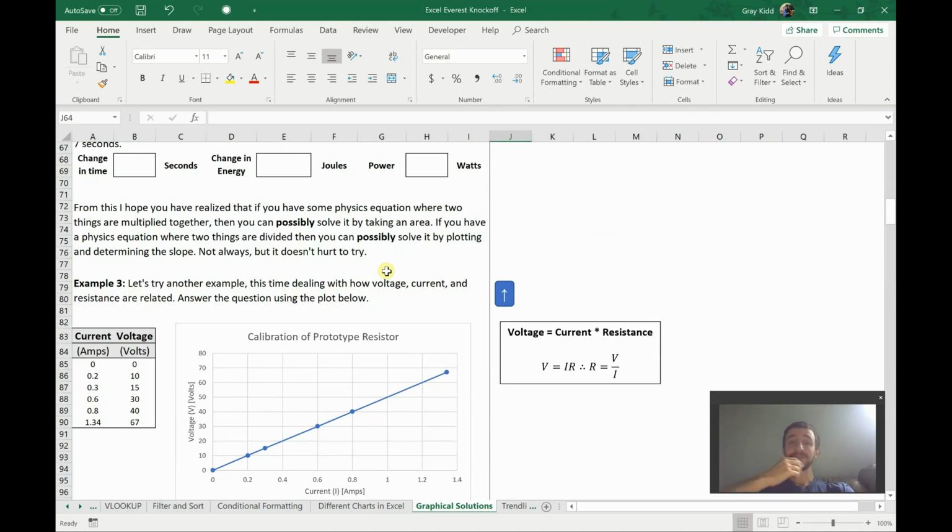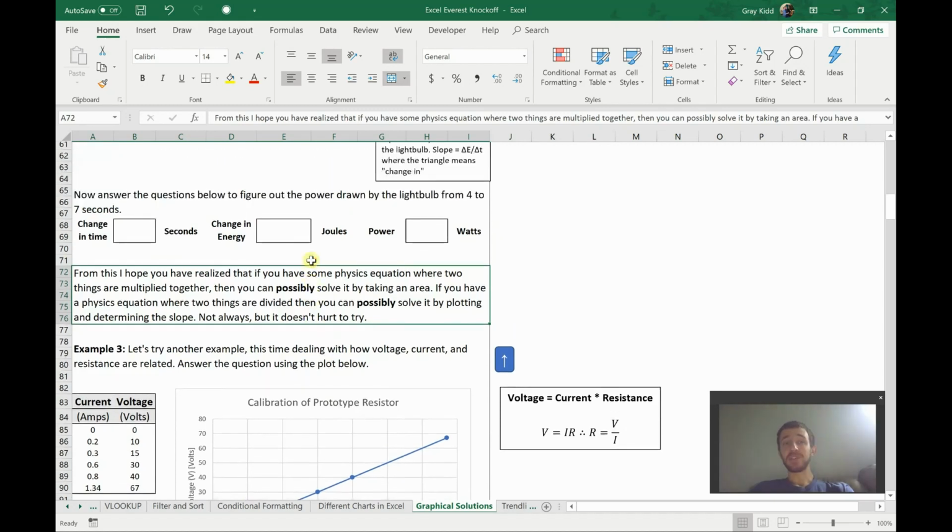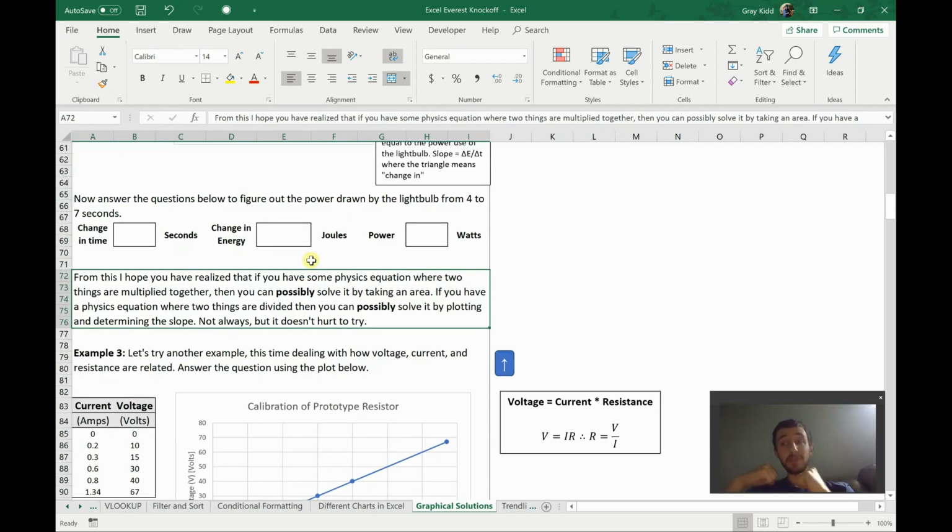Sorry, one note. Then I'll end with this one. Now notice that if you see things that are multiplied together in equations, you might be able to solve it by plotting it, and then taking an area. Or if you see things that are divided in an equation, you might be able to plot it and solve it by using the slope. But you might be able to. It's a possibility. Some things don't work that way. Things that are functions of time typically work. They typically work great. Other things, not always. So just keep that in mind, okay?